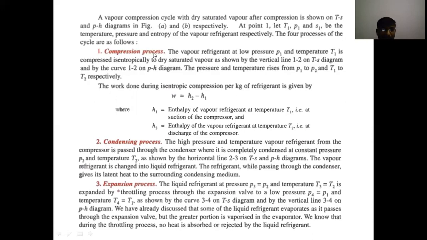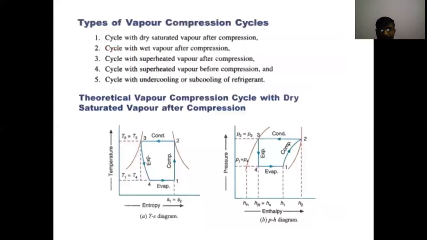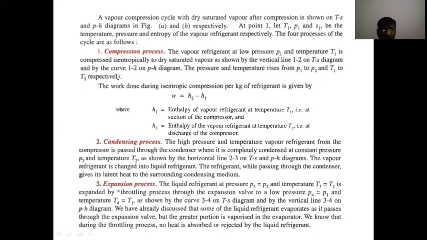First is the compression process. The vapor refrigerant at low pressure P1 and temperature T1 is compressed isentropically to dry saturated vapor, as shown by the vertical line 1-2 on the TS diagram, and by the curved line 1-2 on the pH diagram. The pressure and temperature rise from P1 to P2 and T1 to T2 respectively. Temperature and pressure rise due to the compression process.